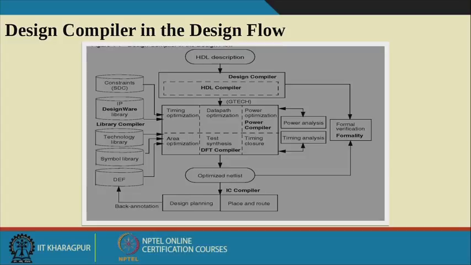As you can see, it takes the HDL description as the entry, and then it passes through the HDL compiler. The HDL compiler not only translates the corresponding function into the generic netlist file, it also checks the syntax, that is, whether I have written the HDL code properly or not. That is also the job of the HDL compiler.